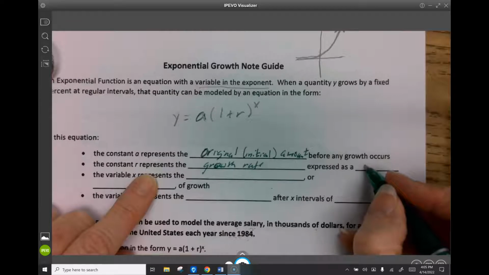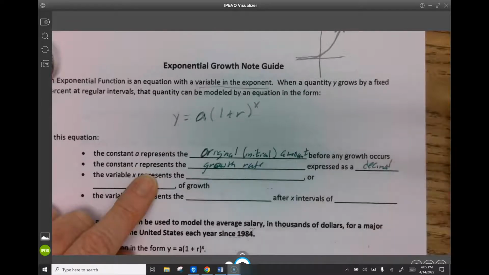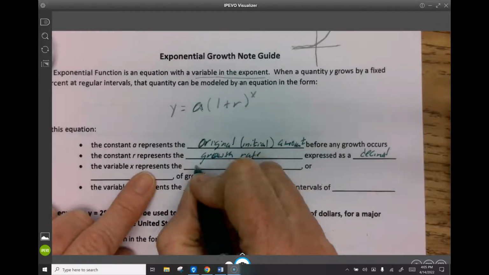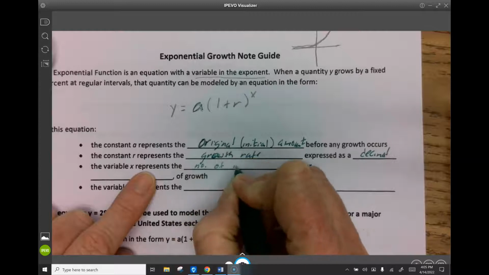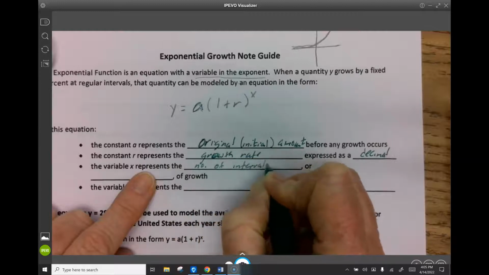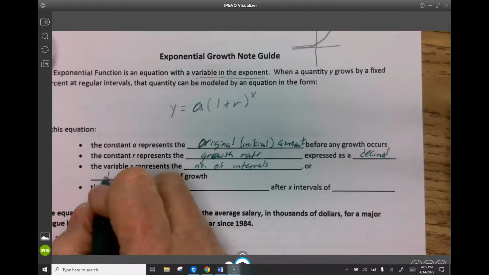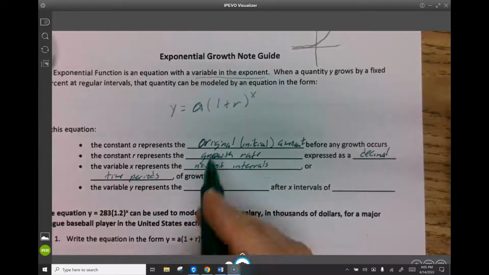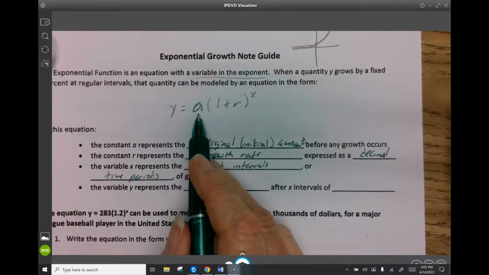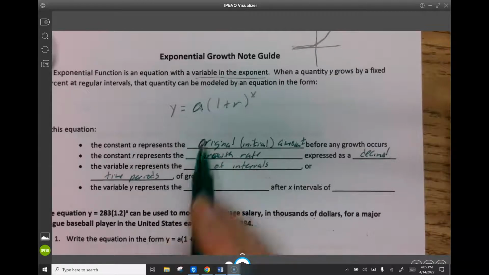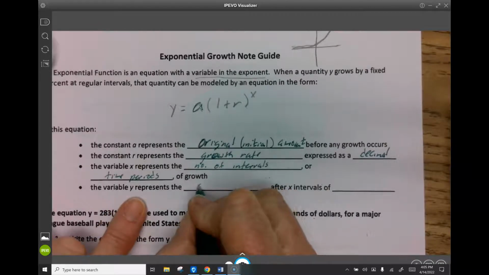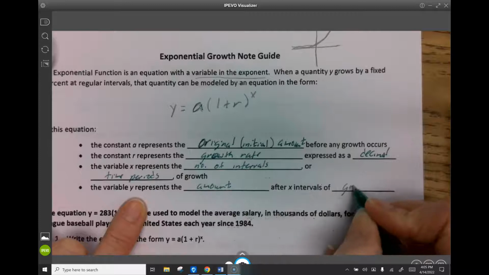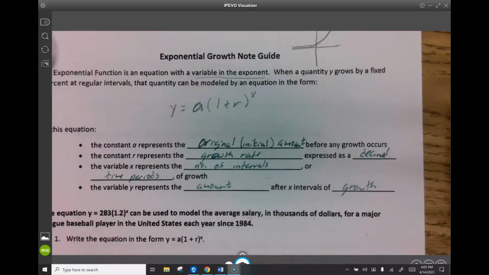And it's going to be expressed as a decimal. So they're going to give us a percentage, we have to change it to a decimal. The variable x represents the number of intervals. How often does it happen? Or the time periods of growth. And that a is the initial amount, just like we had the cicadas, that was the 3,000. The variable y represents the amount after x intervals of growth. So how much is there in it?